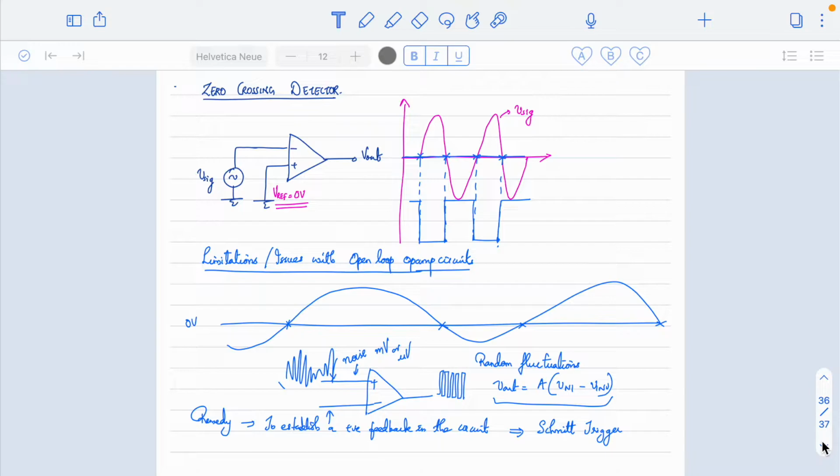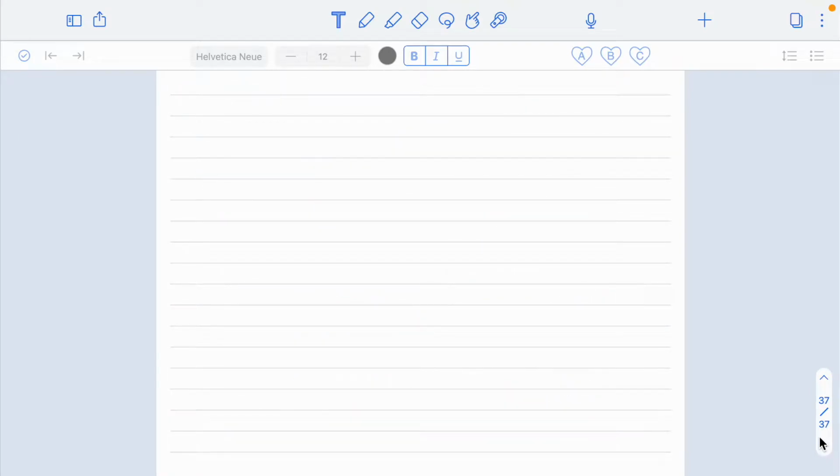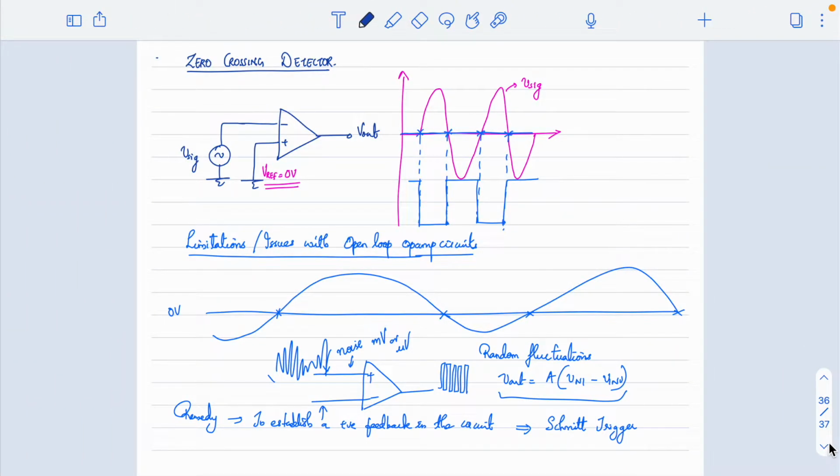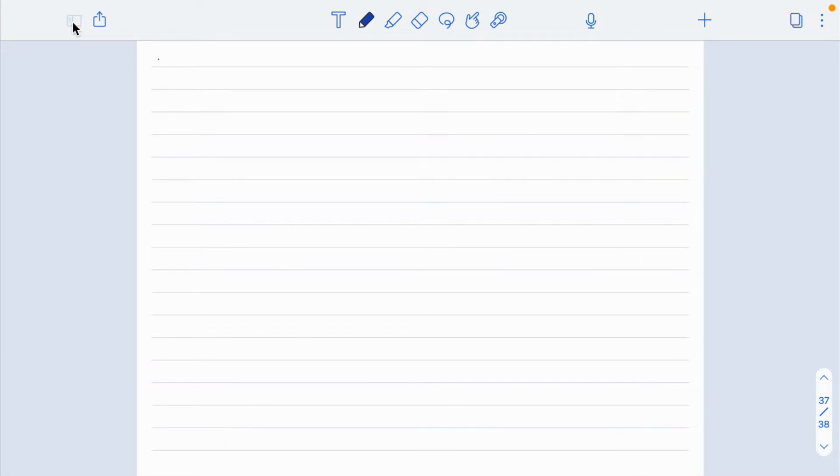Such issues can be solved if we establish a positive feedback in the circuit, and that circuit is called a Schmitt trigger. That is what we discussed last class. So today we will continue that. Today we will see how the Schmitt trigger can be a useful circuit, especially when we have this kind of issue with an open loop circuit, right?